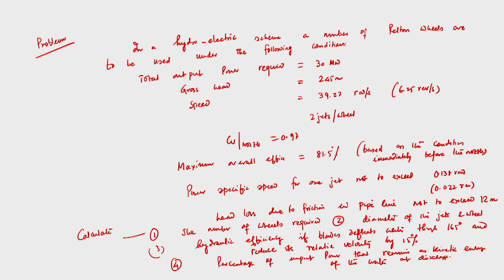So, we have to calculate head loss due to friction in the pipeline. If head loss due to friction in the pipeline does not exceed 12 meter, then the number of wheels required, diameter of the jet and wheel, hydraulic efficiency if blades deflect water through 165 degrees and reduce the relative velocity by 15%, and percentage of input power that remains as kinetic energy of the water at the discharge. So, we have to solve this problem. So, the solution, this is very important, what is given?